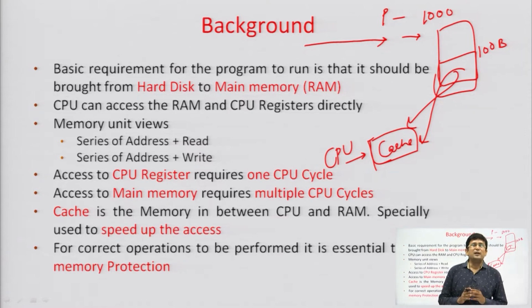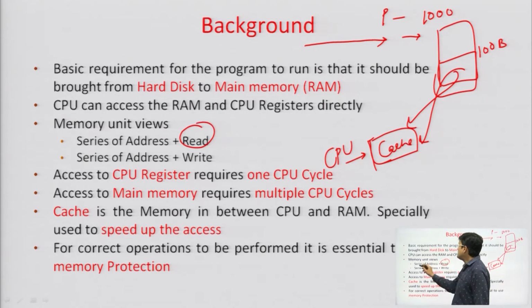Now, if you are bringing multiple instructions, a block or bunch of instructions, from the main memory to the cache memory, obviously several CPU cycles will be required, and we require multiple addresses also. So, whenever the read operation has to be performed, the memory unit will see a series of addresses plus a read instruction, and if it has to be written, it sees a series of addresses plus the write instruction.